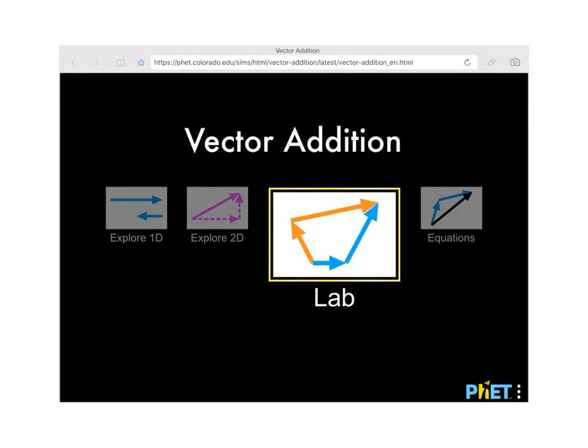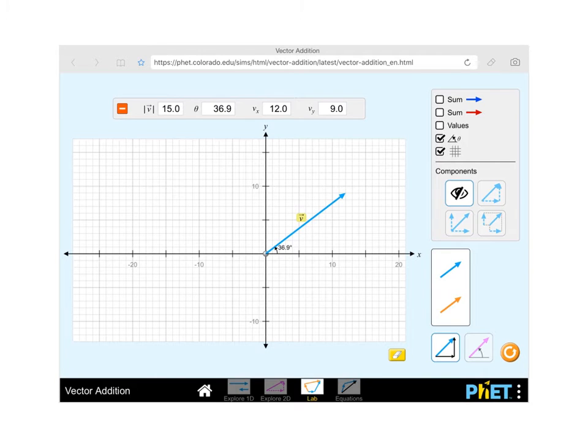In this video, we're going to be using the PhET Simulation Vector Edition to explore how we can describe the direction of various types of vectors using three different methods. So from the simulation, we'll choose Lab, and here we have a vector, and we want to figure out how can we specify the direction of this vector.